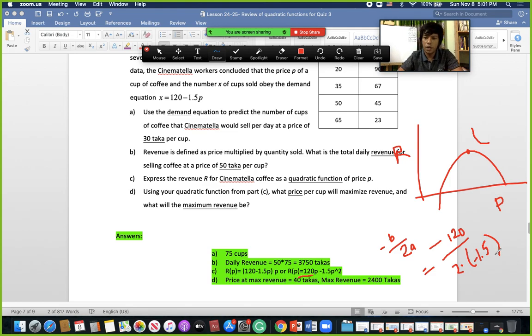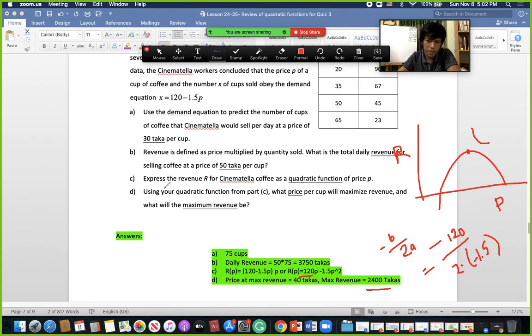So it is 120 divided by 2 into 1.5. So the answer is 40. You can see the answer is 40. And if you put 40 back in the question for P, your answer will be 2400 takas. And the whole math, the unit is taka. That's why everywhere it is takas. Okay.